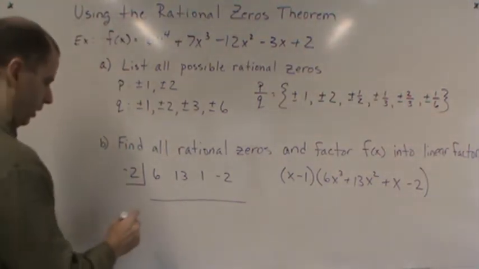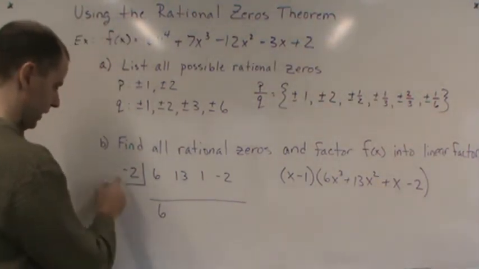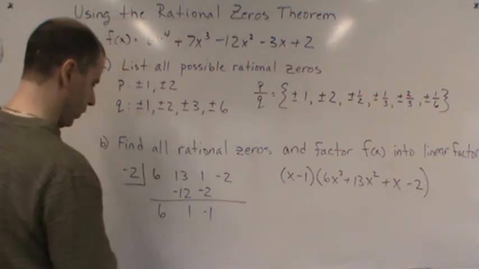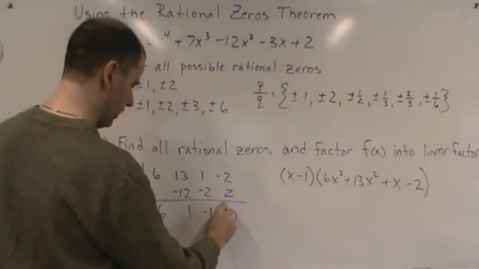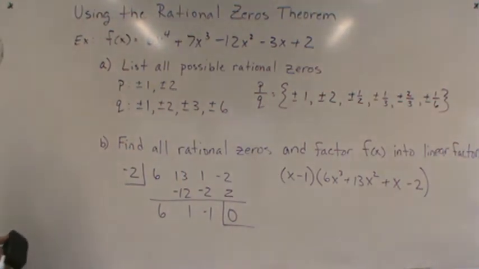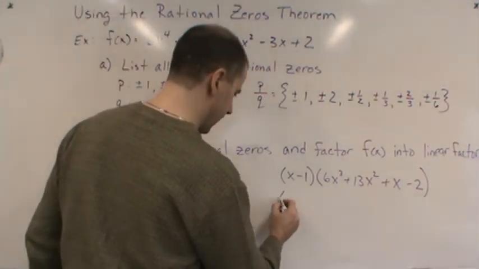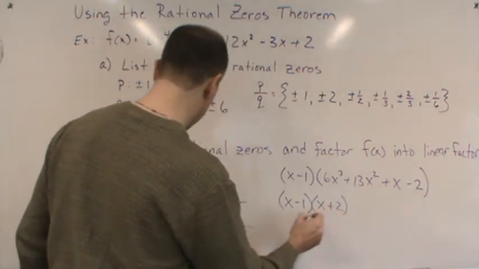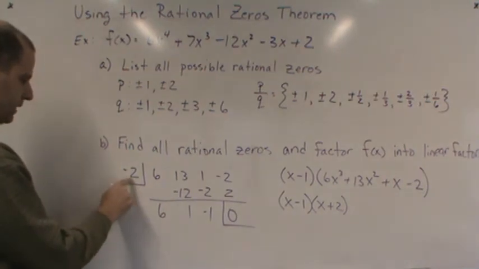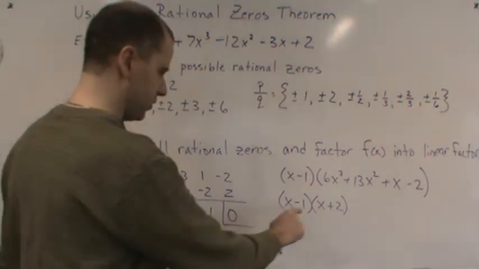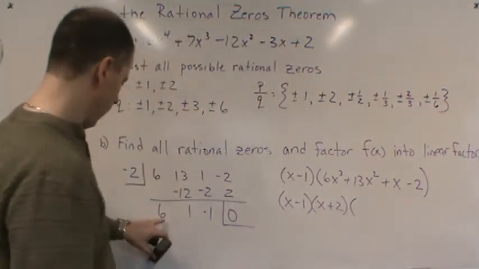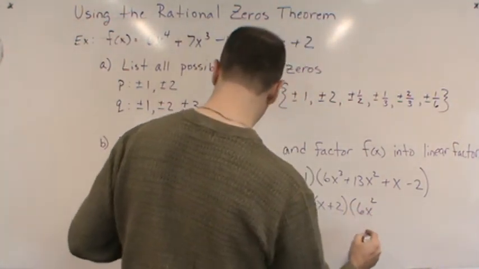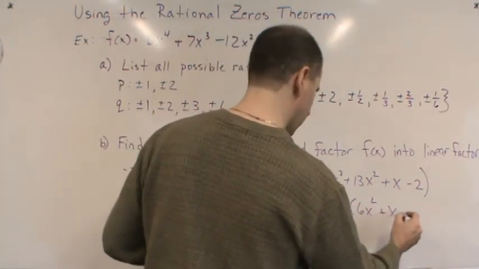So let's try negative 2. Let's do it again. So we'll do 6, negative 2. This gives us a negative 12. That gives us 1. This gives us a negative 2. That gives us a negative 1. Ooh, look at that, it worked. So now negative 2 worked. So now we can rewrite this as x minus 1 times x plus 2, because this is negative, so it's going to be x minus negative 2, so x plus 2. And now, what's left over? Well, it's going to decrease by 1 more degree, so it's going to be 6x squared plus x minus 1.